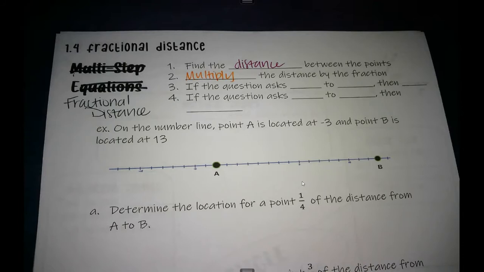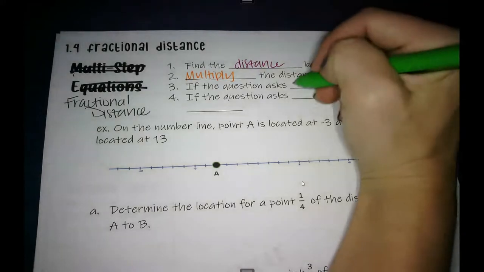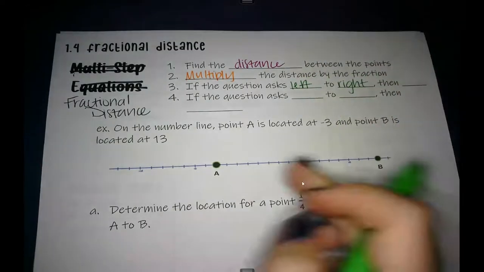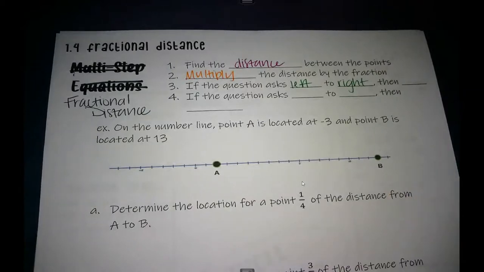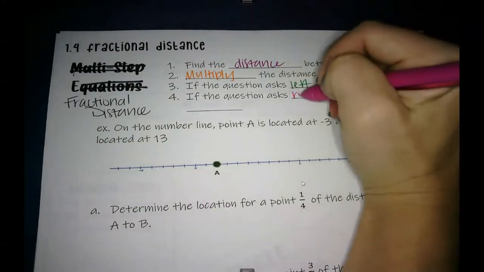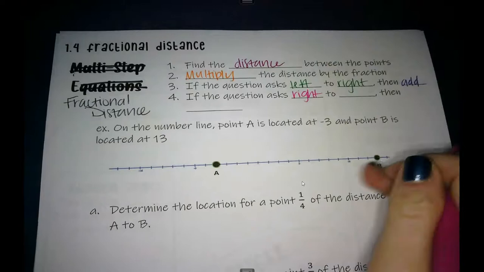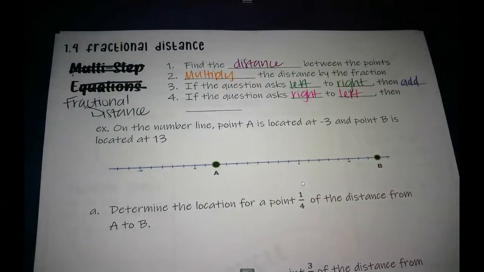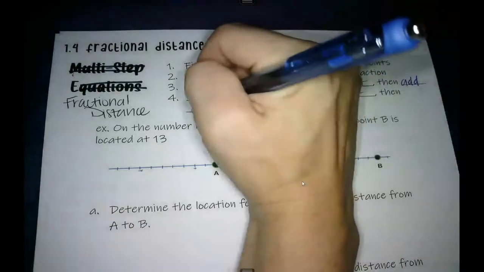And then your questions are going to be asked different ways. So if it asks from left to right, moving along the number line from left to right, then we're going to be adding. And if it asks from right, this point to this point, to left, then in that case, we're going to subtract.